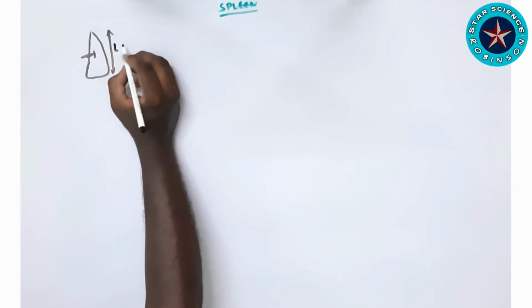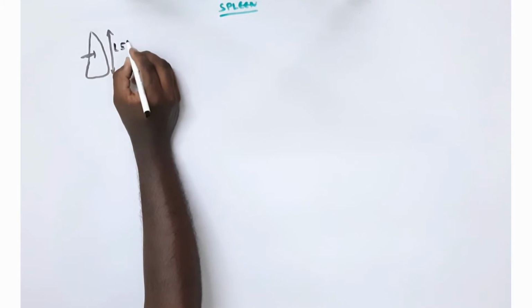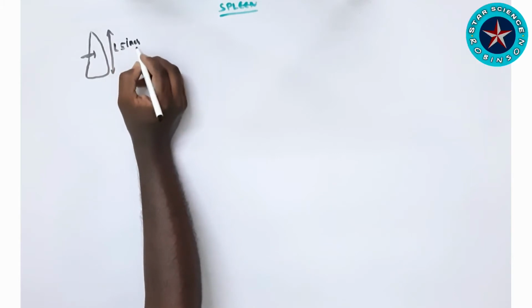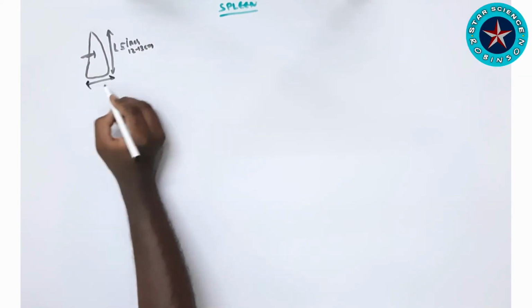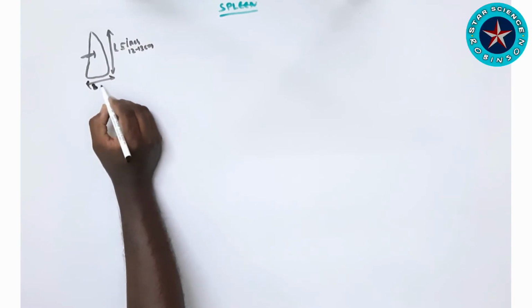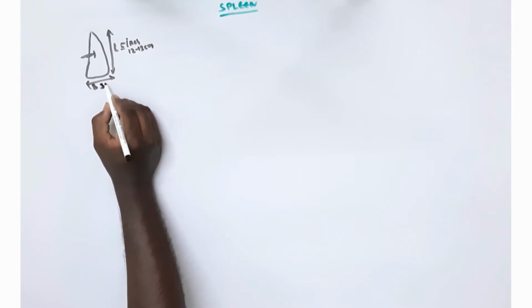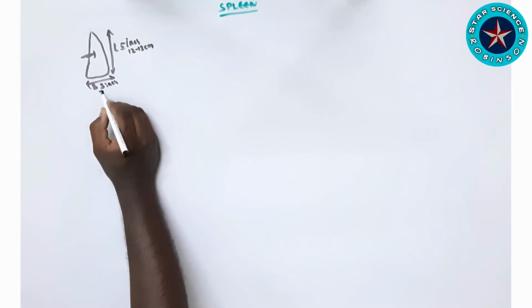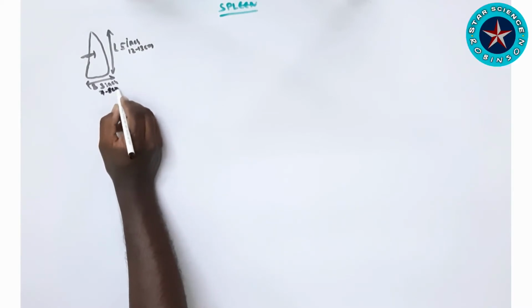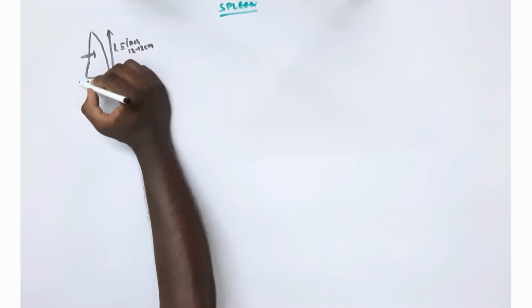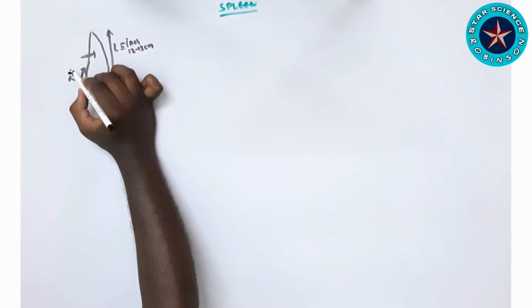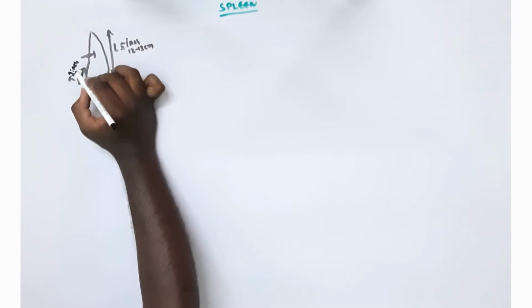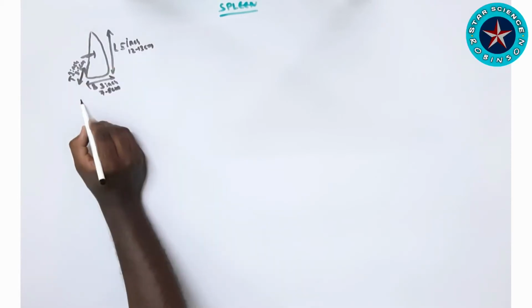So the length is around 5 inches, that is around 12 to 13 centimeters. And next, the breadth will be around 3 inches, that is around 7 to 8 centimeters. And the thickness of the spleen is around 1 inch, that is 2.5 centimeters. So this is about the length, the breadth and the thickness.